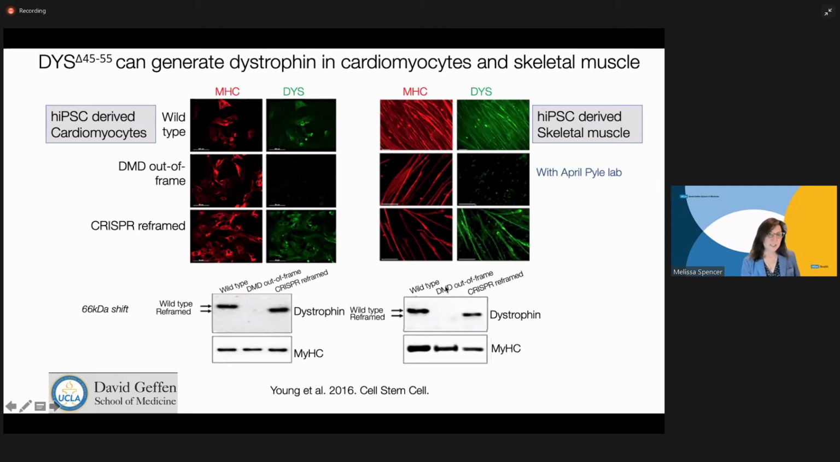And so we initially validated the platform in iPSCs that were differentiated to either cardiomyocytes or skeletal muscle cells, and showed that we could take an out-of-frame mutation and reframe it with our guide RNAs and Cas9. And what's shown below is a Western blot. And the dystrophin that's produced is smaller because we're taking out 66 kilodaltons of the protein.